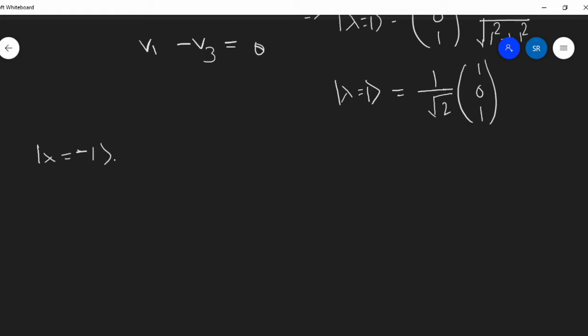So what if it's minus 1? What if the eigenvalue is minus 1? Simple. We do the same thing.